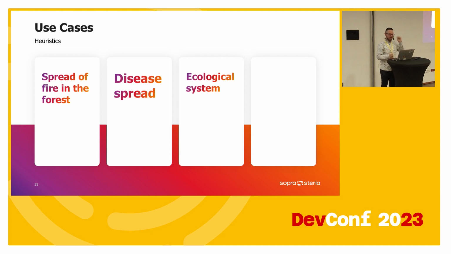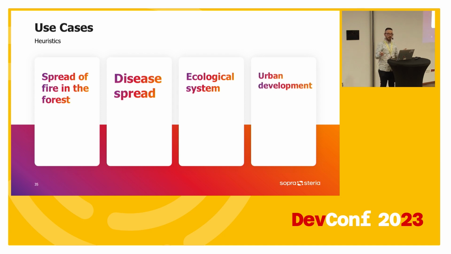Another example of how we can apply Cellular Automata is to run simulations of an ecological system where every cell can represent, for example, some specific type of bird or some specific type of animal and how they are interacting with each other. So in this case, for example, we can predict if some specific type of animal or flower can disappear from our ecological system.